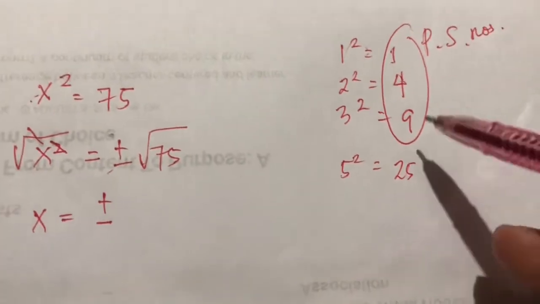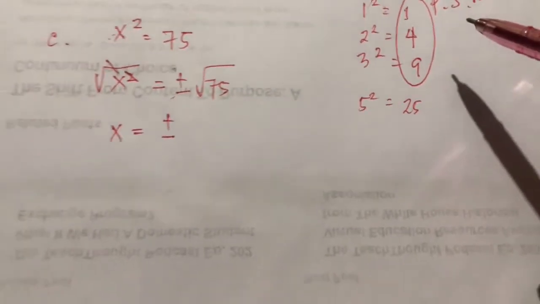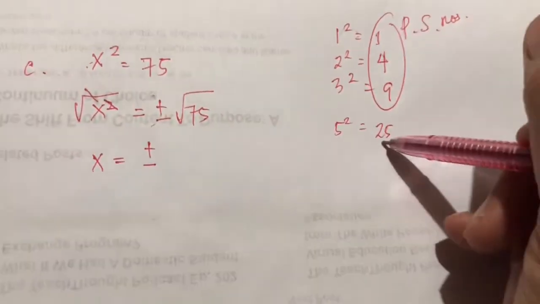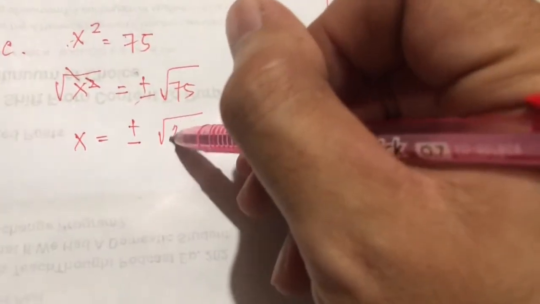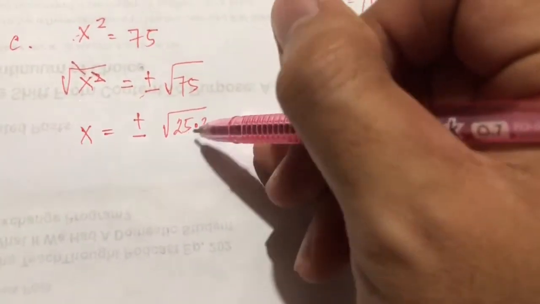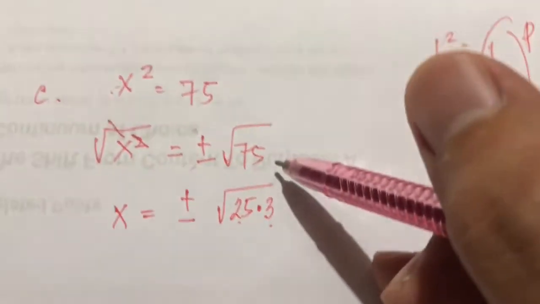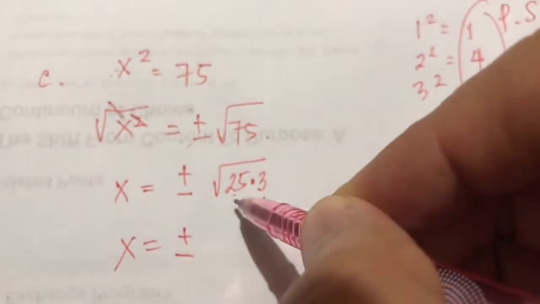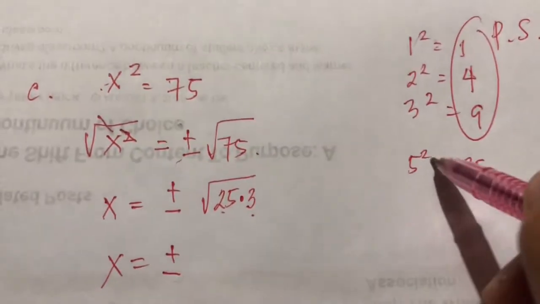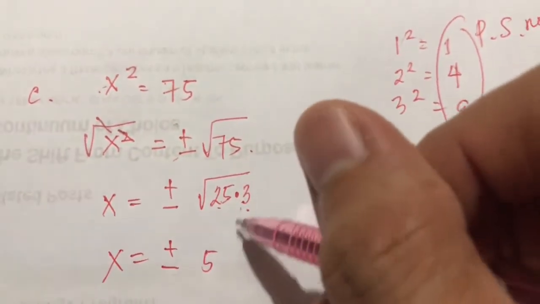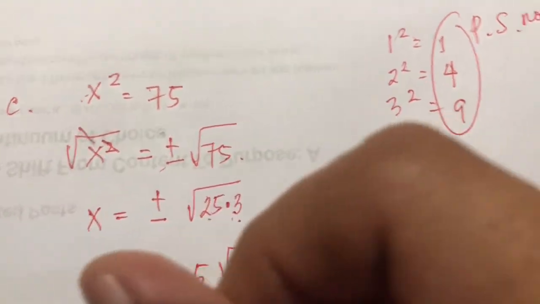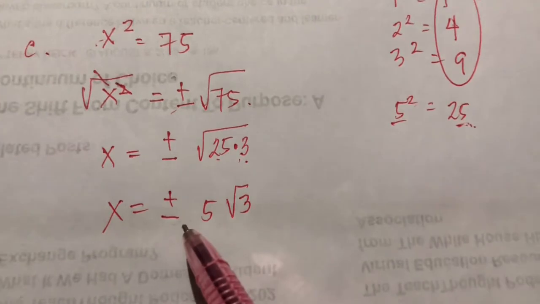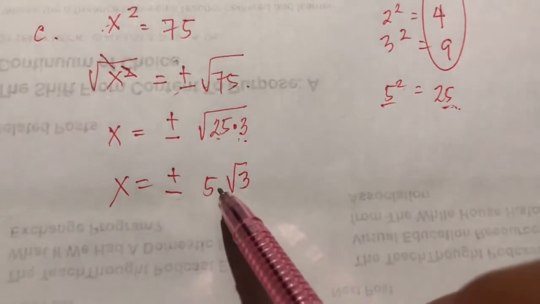And take note that this 75 is a multiple of 5. Ito na. Gawin natin 25 times 3. 25 times 3, that is equal to 75. Or simplify, x now is equal to positive or negative. What is the square root of 25? That is equal to 5. What is square root of 3? Still square root of 3. So, ang magiging sagot is x is equal to positive or negative 5 square root of 3.